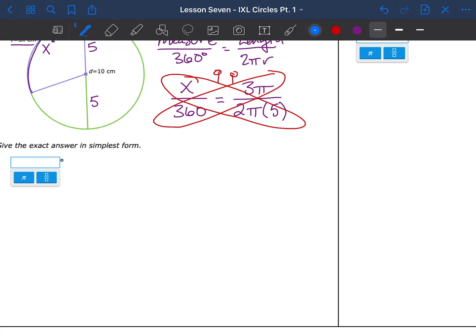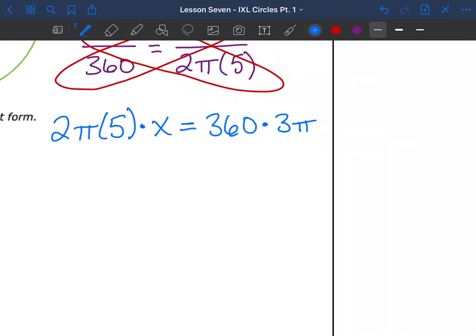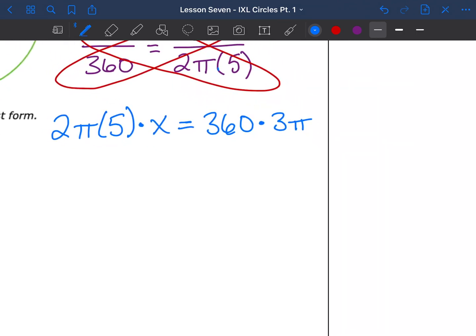And what I get is, I'm going to keep the x on the left-hand side, so the thing that's multiplying with the x is the 2 pi times 5 times x equals 360 times 3 pi. Now, we're multiplying, and everything's going to be fine. This is going to be a lot simpler than it looks. It looks messy right now, but it's going to be fine.